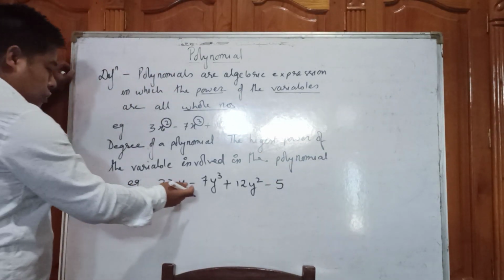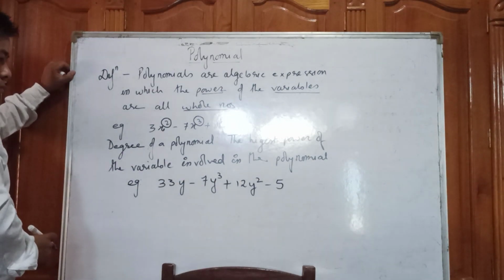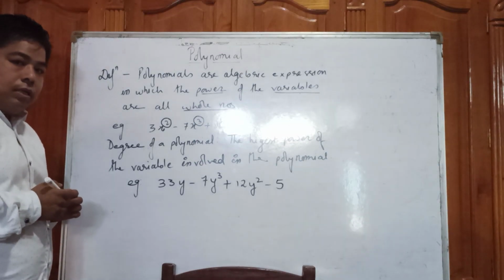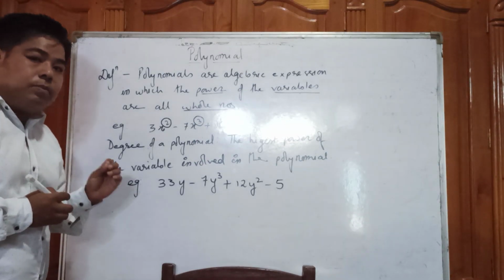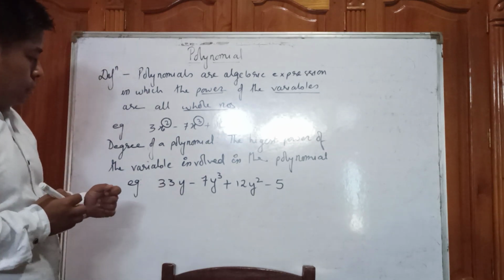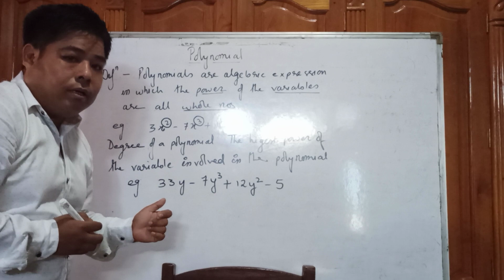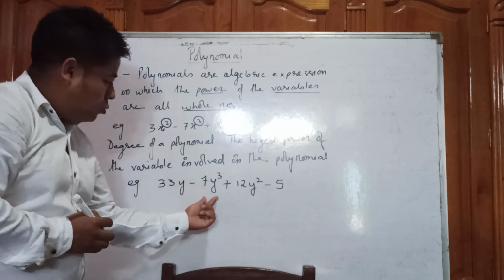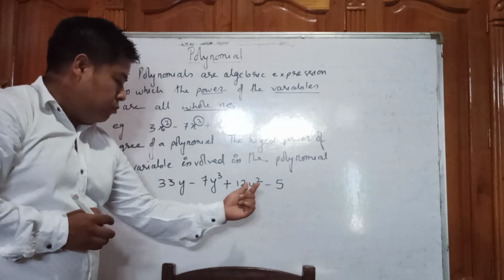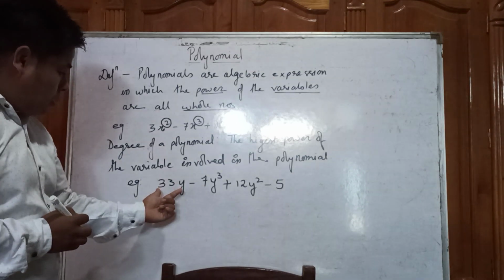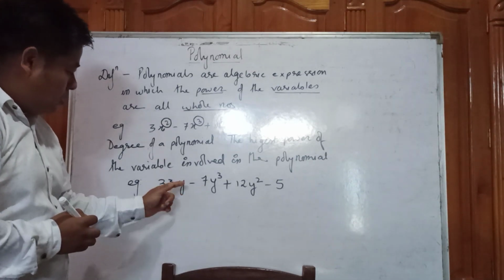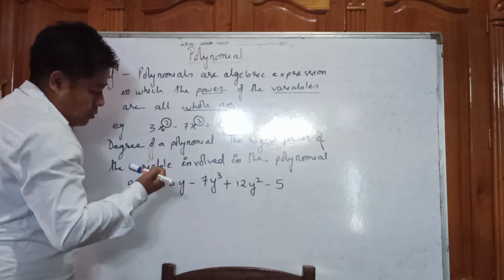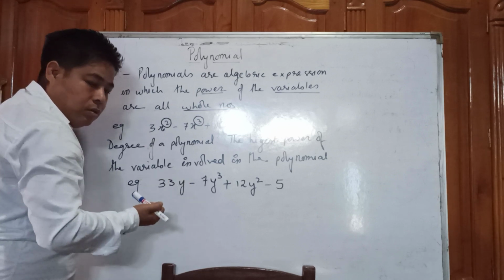Now we are going to find the degree of this given polynomial. As we have already discussed, the degree of the polynomial is the highest power of the variable involved in the polynomial. That means we are going to look at the power of the variables only. How many terms does it have? It has 1, 2, 3 and 4 terms. Out of these 4 terms, let's check the degree of the variable in the first term. Here the variable in the first term is y and its degree is 1. If no power is written, its power is 1.